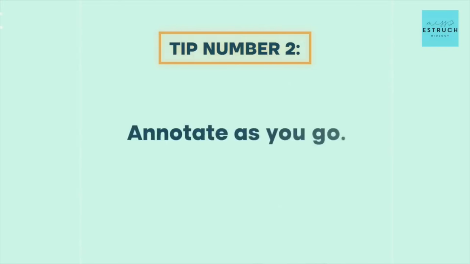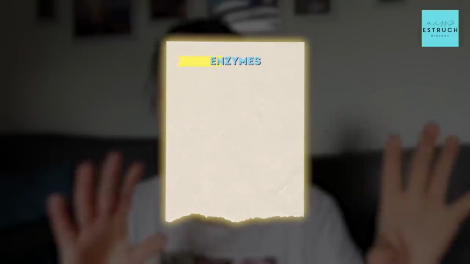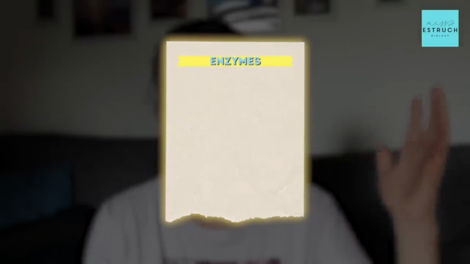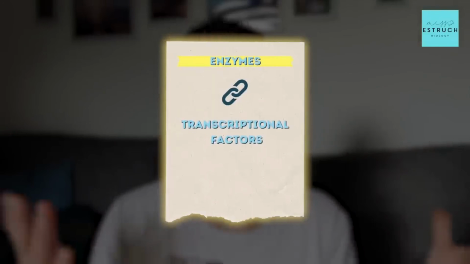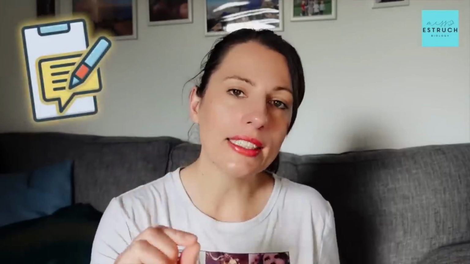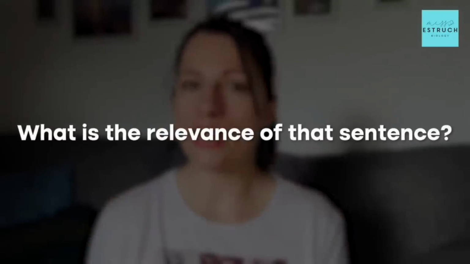And then linked to that, my second tip is annotate as you go. So some of the highlights, I might not have an annotation because it might be fairly obvious. I've highlighted enzyme just to point out to myself that this topic's going to be about enzymes, where it might be linking to transcriptional factor enzymes, for example. But annotations are when you might have a bit of information where I stop and pause and think, what is the relevance of that sentence?